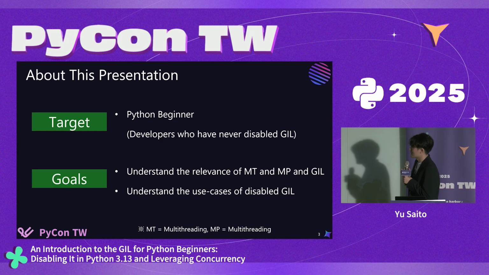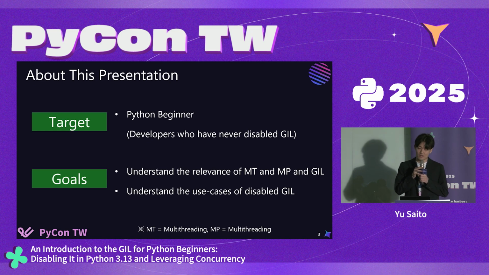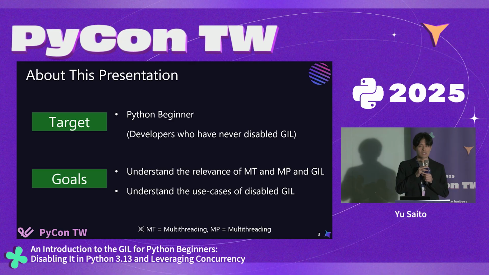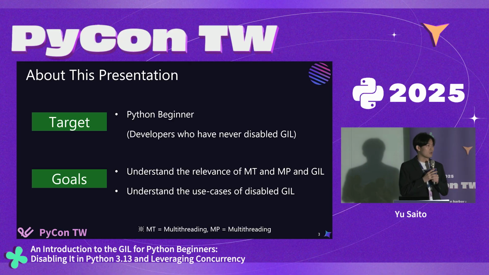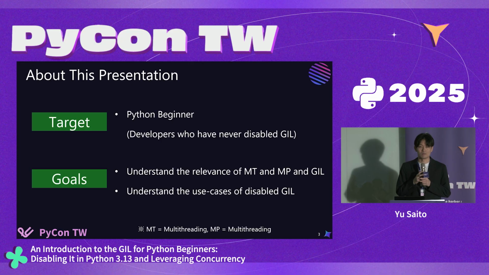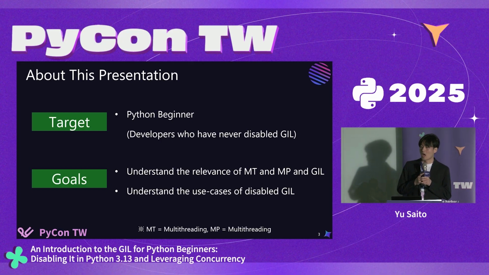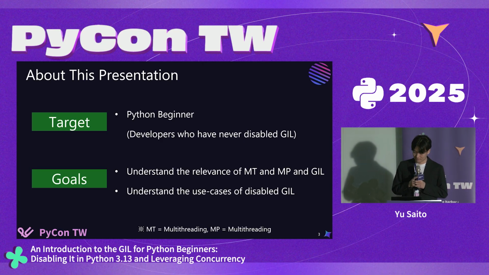This presentation is especially targeted at Python beginners who have never used the disabled GIL before. The goal of this presentation is to understand the relationships between multithreading, multiprocessing, and the GIL. My hope is that everyone here becomes interested in using the disabled GIL and starts using it after this presentation.